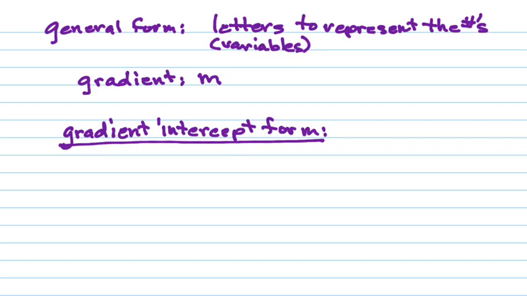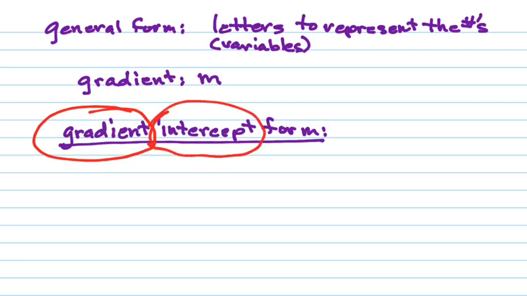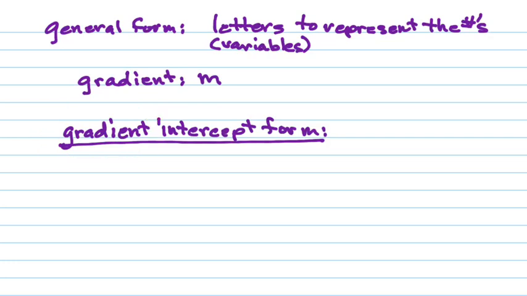So just looking at the name of this, there are a couple of things that you should automatically know that you could find from this form. First of all, from this form, you should be able to find the gradient. And the second thing you should be able to find is the intercept. Now, we haven't talked much about intercepts, and so that's going to be the big idea from today. But you've probably heard the word intercept before.